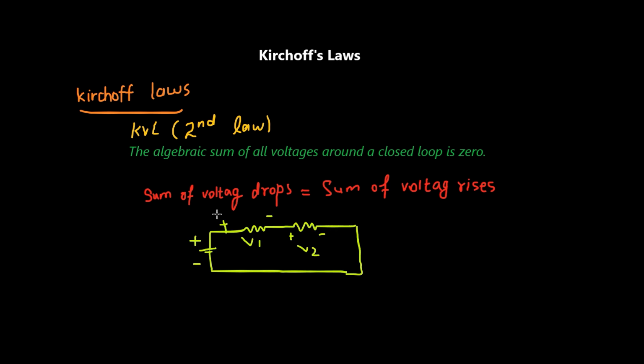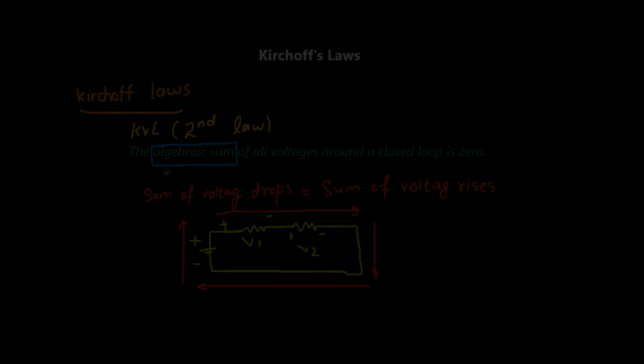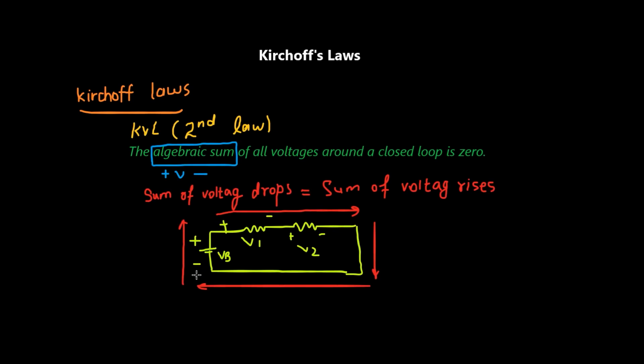Let's suppose we have a simple circuit with polarity of voltage drops. What we will do is start from a node, pass through all the nodes, and return to the starting node. It is important to note that the term algebraic sum means the sum in which we take the polarities as well. Let's write KVL equations for this circuit.